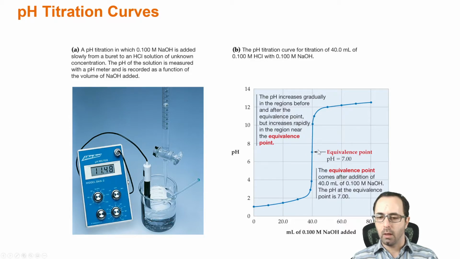It's a neutral pH. Then the pH rises rapidly, and then eventually, once all the acid is used up, the solution becomes closer and closer to pH 13, which is the pH of this 0.1 molar sodium hydroxide.